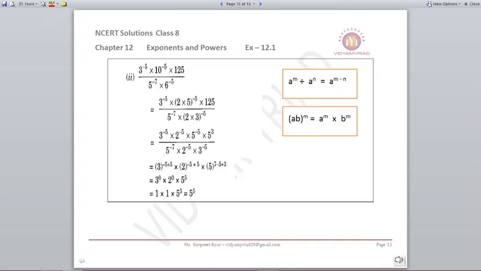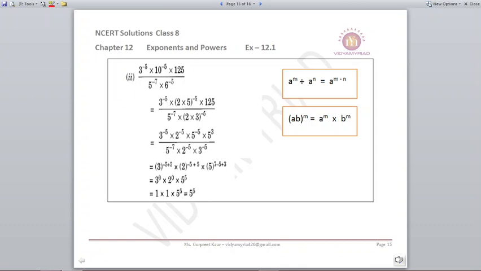Second part. 3 raised to power minus 5 into 10 raised to power minus 5 into 125 upon 5 raised to power minus 7 into 6 raised to power minus 5. Now 10 can be written as 2 into 5, 125 can be written as 5 cube, and 6 can be written again as 2 into 3. So according to the powers, your situation becomes 3 raised to power minus 5 into 2 raised to power minus 5 into 5 raised to power minus 5 into 5 raised to power 3 upon 5 raised to power minus 7 into 2 raised to power minus 5 into 3 raised to power minus 5.